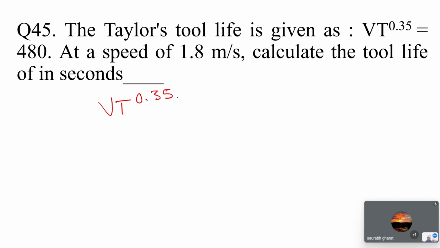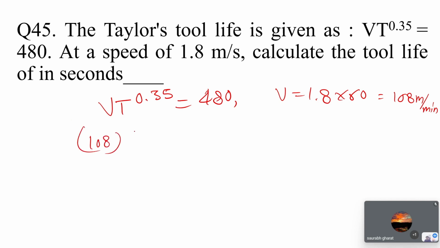VT raised to 0.35 is equal to 480. What you have to calculate? Just speed. So you have V, which is 1.8. That's what you do, multiply by 60. It will be this value, 108 meter per minute. Okay, because it's meter per second. It's again fairly easy. Okay. Right now, what we have V is 108. What will be like with T into 0.35 into 480. So what will we do? Again, simple T is equal to 480 divided by 108.